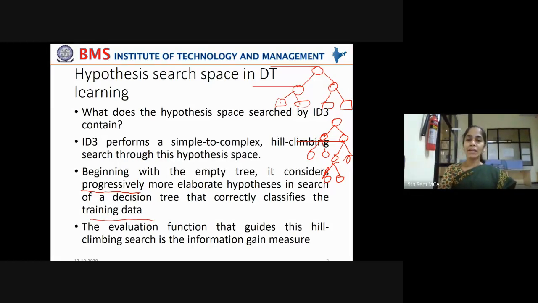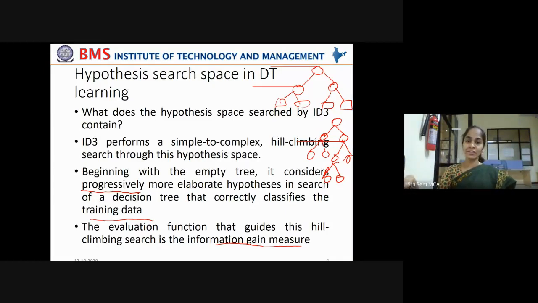Now, the evaluation function that guides this hill climbing search is what? The information gain measure. When a person is climbing a mountain, the measure is the steepness of the climb. Wherever the steepness is high, if he follows that path, he'll reach the top quickly, or in an optimal way, without wasting many days or his energy, right?